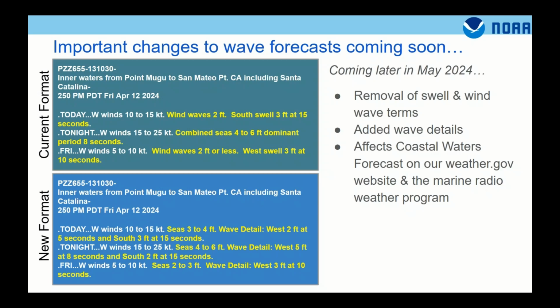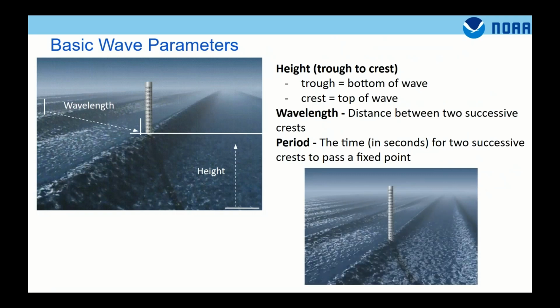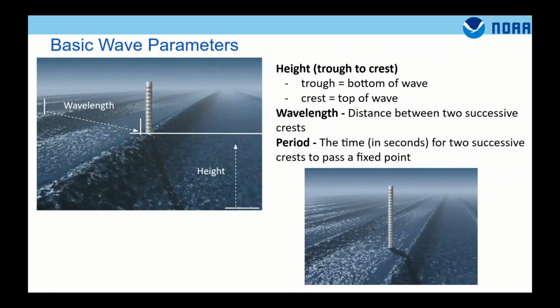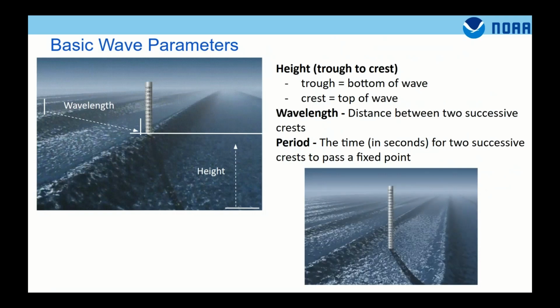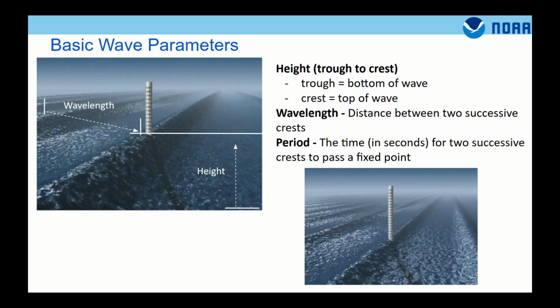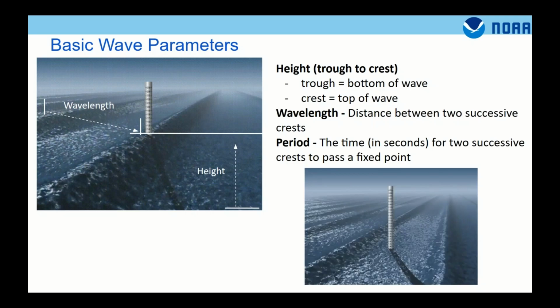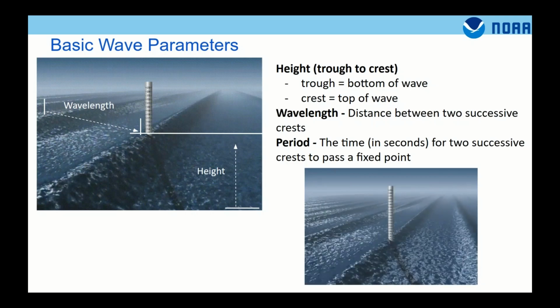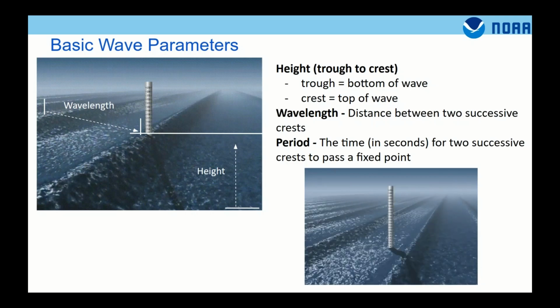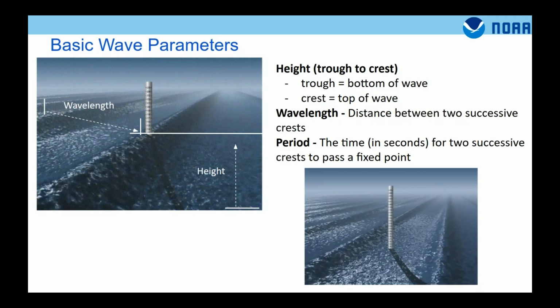And before we go into more details about these changes, let's define and emphasize a few key terms going forward. We describe waves in some basic parameters. First off, by height. This is the height or the distance from the bottom or trough of a wave to the top or crest of the wave. You can see the graphic on the left-hand side for reference.